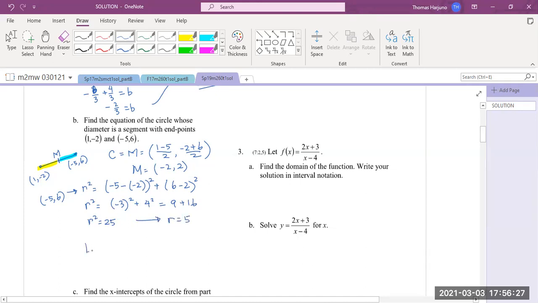But what we really need is the equation of the circle, which is (x plus 2) squared plus (y minus 2) squared equals r squared. This -2 and 2 appears here, and then the radius squared.